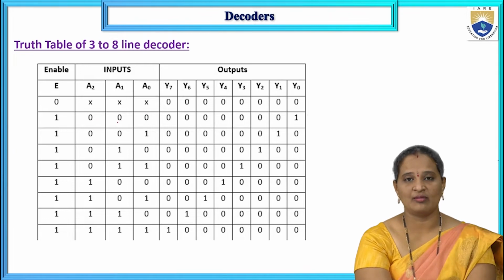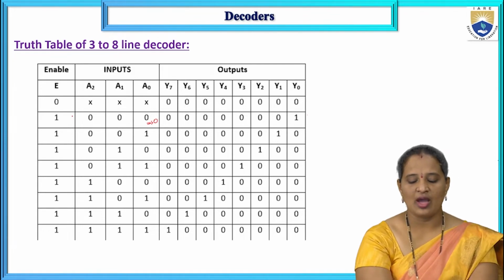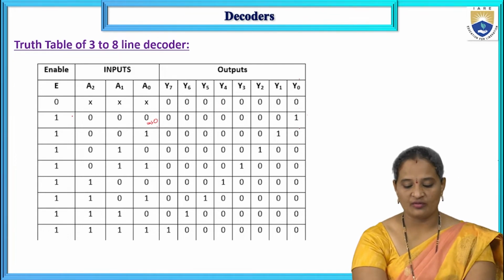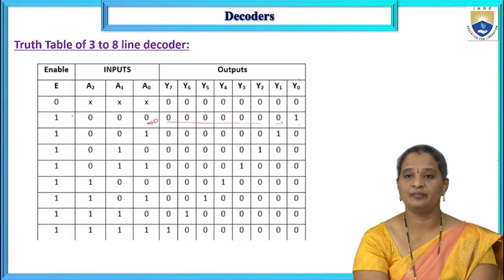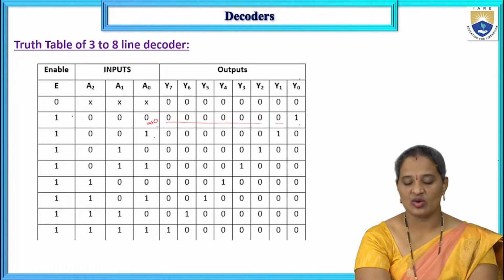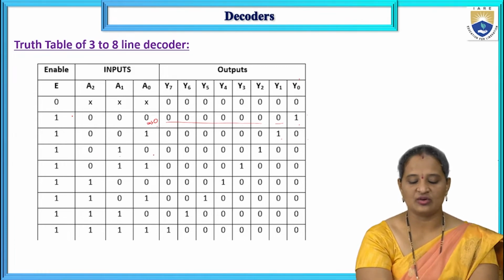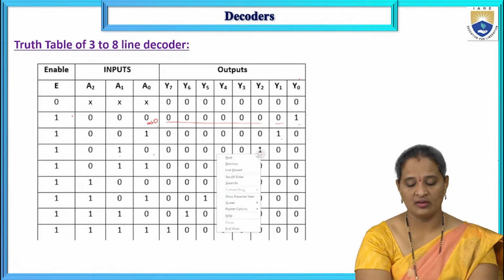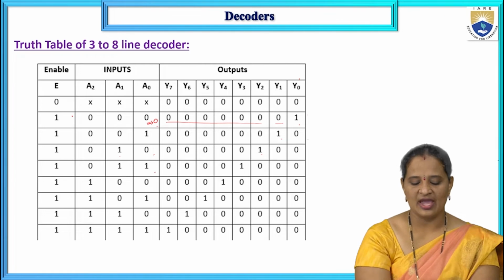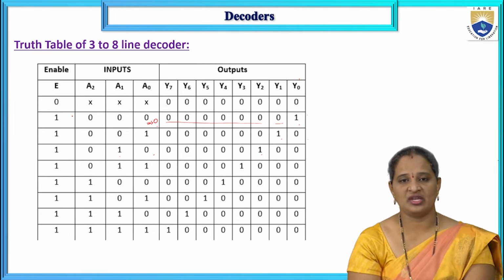So now the input may be 0, 0, 0. What is the decimal equivalent of this one? This one will be 0. So as it is 0, Y0 will be high and the remaining all will be zeros. Similarly, 0, 0, 1, decimal equivalent is 1, so Y1 is 1, remaining all are zeros. And 0, 1, 0, enable input is high, and hence Y2 is 1 and the remaining all are zeros. Like that, we can form the truth table for the given input combinations.